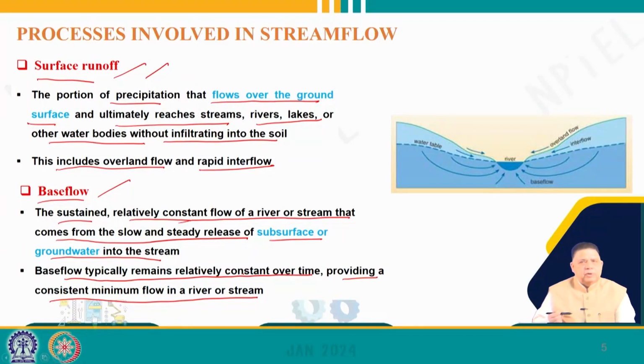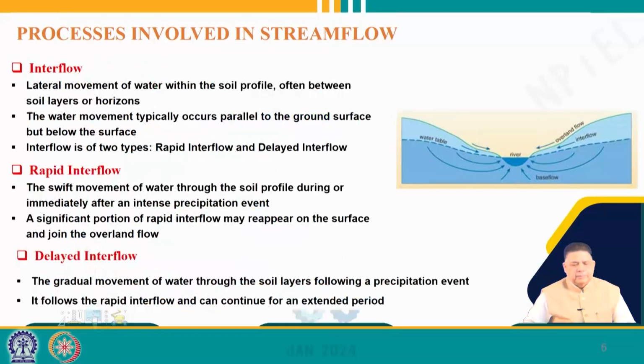So, base flow is primarily the reason for perennial rivers having flow throughout the year, because the surface runoff or overland flow is contributed only when precipitation occurs. But during the dry season or non-monsoon season, it is the base flow that sustains the flow in a perennial river.